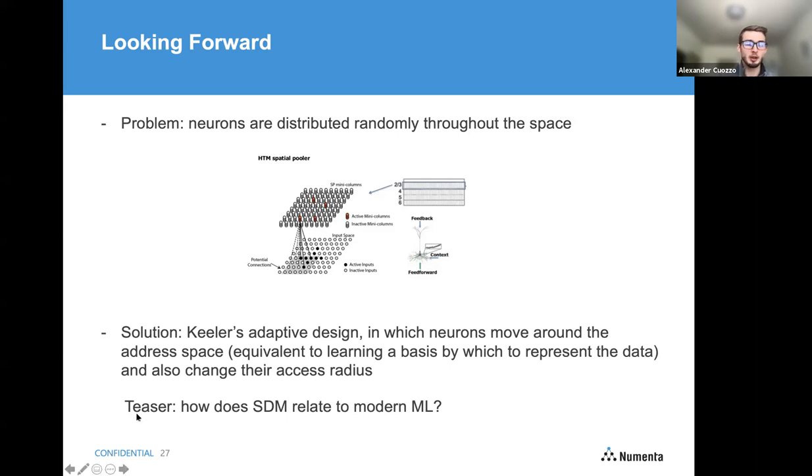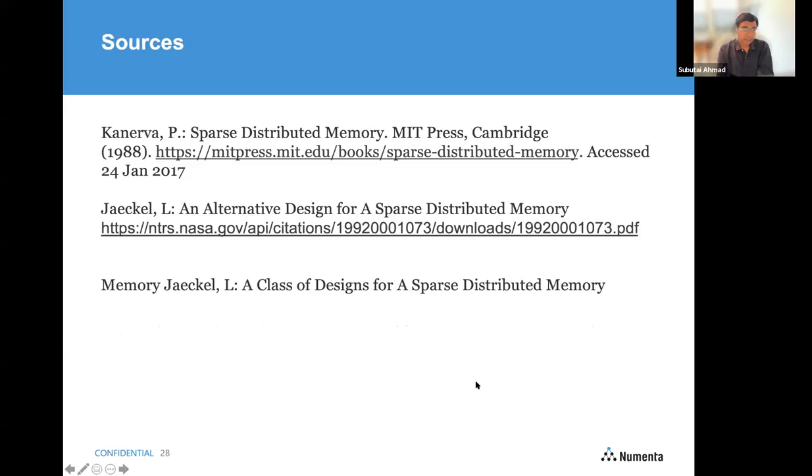I'll just briefly mention this. I have a friend who's working on a very interesting thesis that relates SDM to modern machine learning, but I can't really talk about it because it's not published yet. I would like to talk about that in the future. That's it. Cool. Thank you.